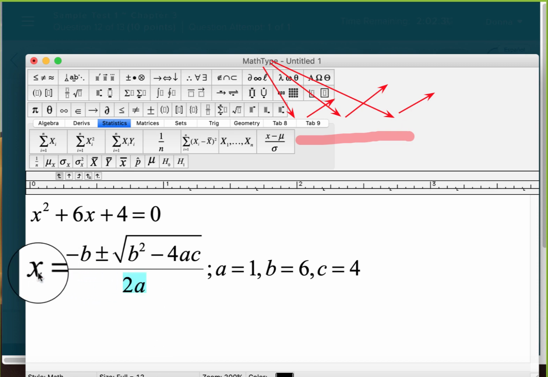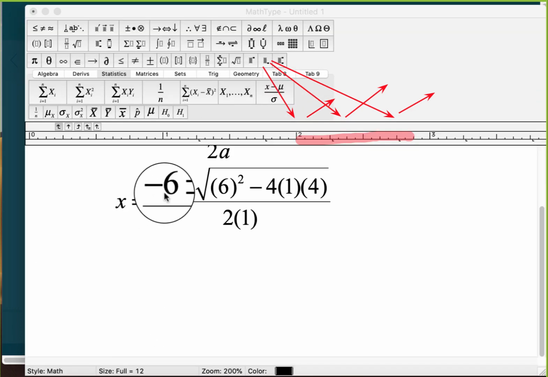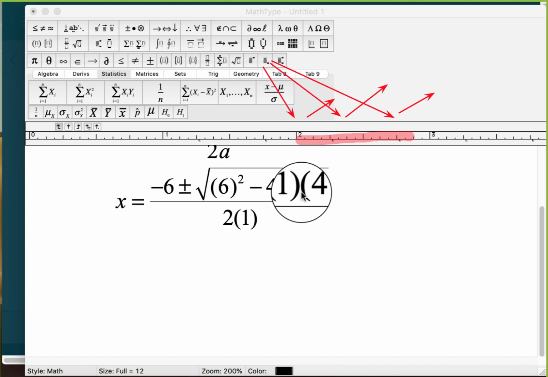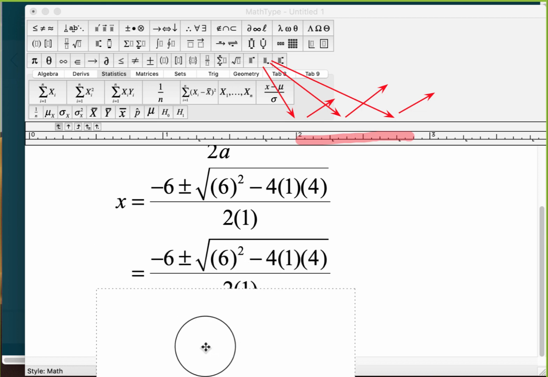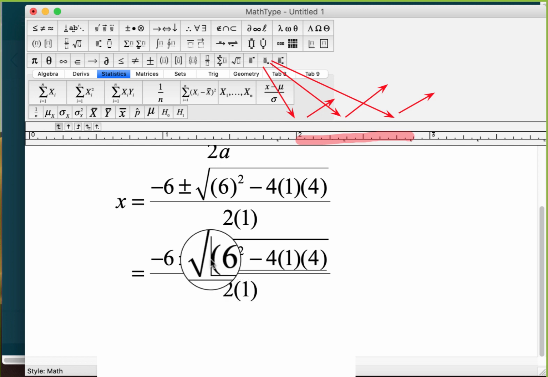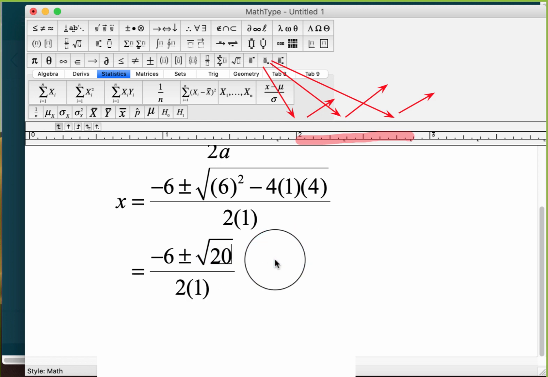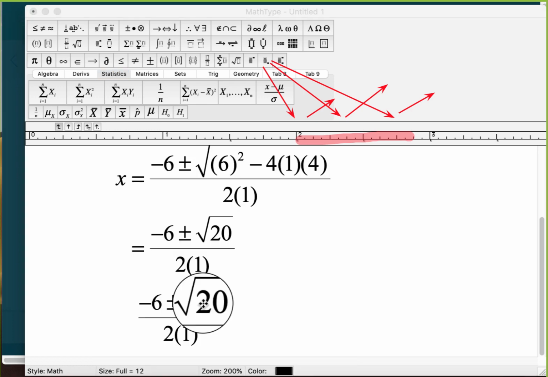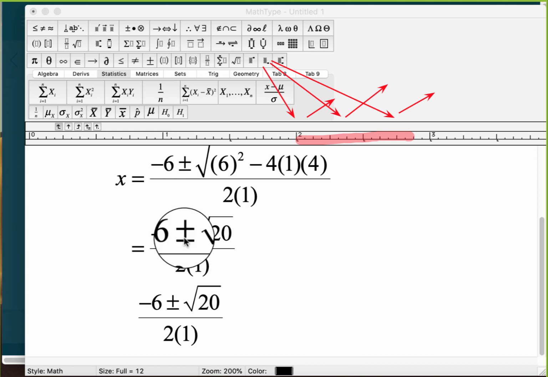Substituting in our values, we have the following. X equal to the opposite of 6 plus or minus the square root of 6 squared minus 4 times 1 times 4 all over 2 times 1. When we simplify, we have the opposite of 6, and 6 squared is 36, minus 16, and 36 minus 16 is 20. Root 20 can be simplified. It's the square root of 4 times the square root of 5, and the square root of 4 is 2, so then it's equal to 2 root 5.